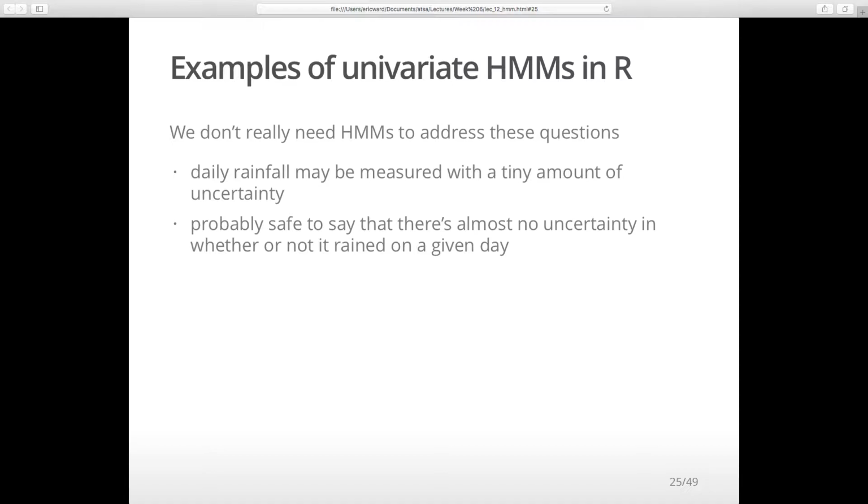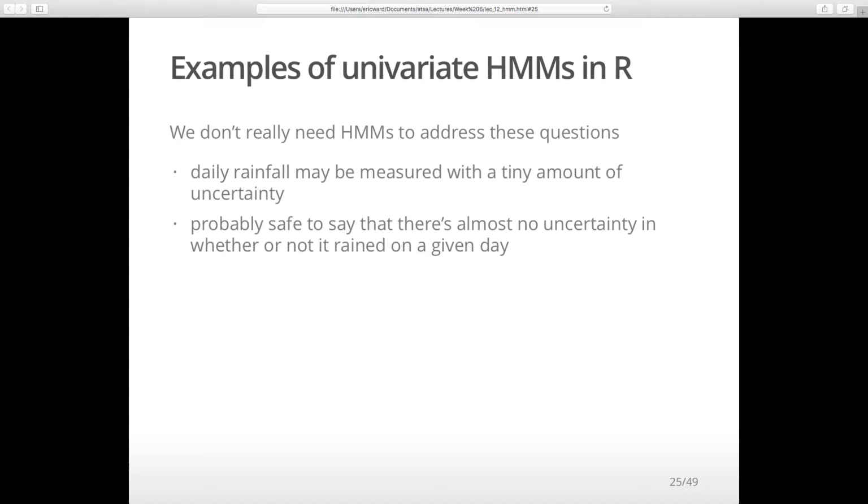This is a pretty simple example. I think that for the purposes of this example, we don't really need HMMs to address these questions. They'd be overkill, and the reason for that is that daily rainfall is really not measured with any uncertainty. There's multiple weather stations in Seattle that are measuring rainfall. There's probably a very small CV of error associated with it, so we could assume that there's no error.